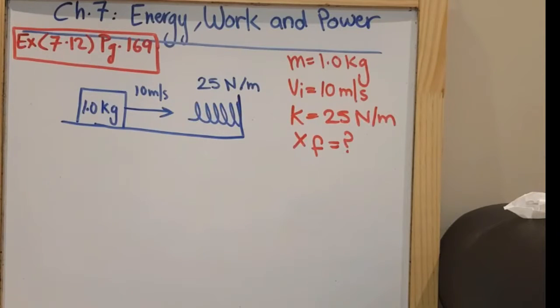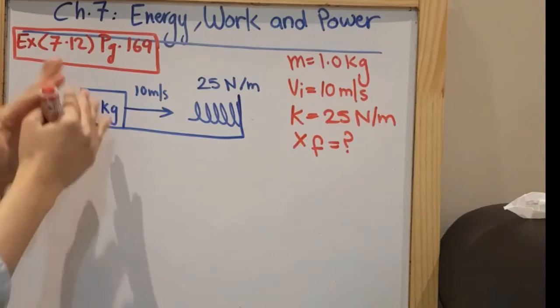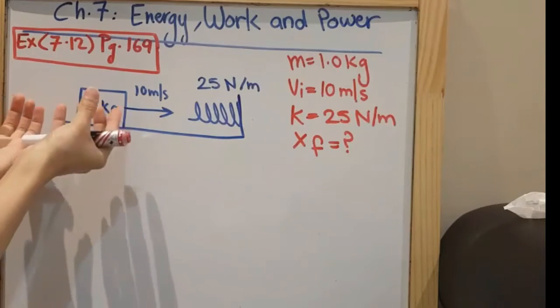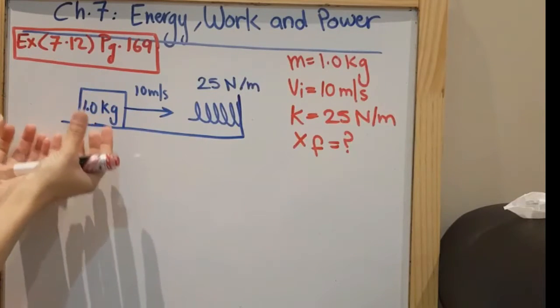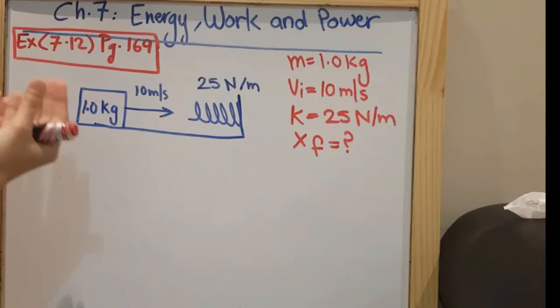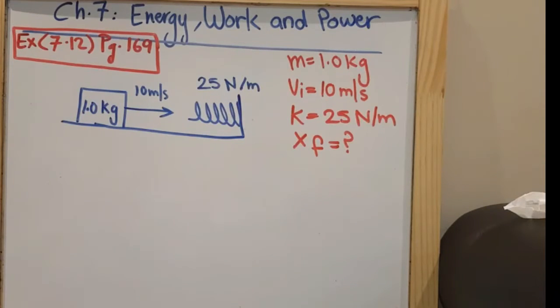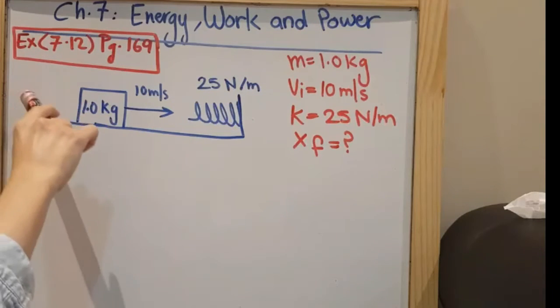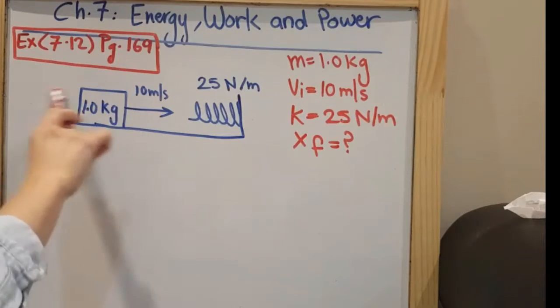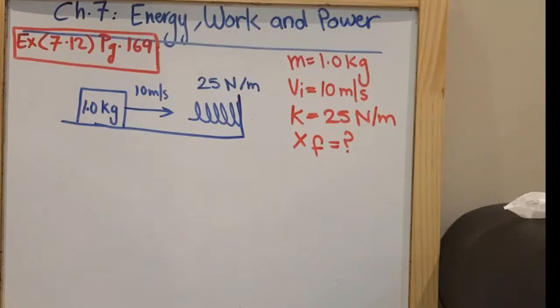Okay, girls, focus to understand this question. Here is what we have: a moving block. So the block here at the beginning, what does it have? Kinetic energy. They didn't say released block. They said a block moving with 10 meters per second. The block is coming with an initial speed of 10 meters per second toward the spring.